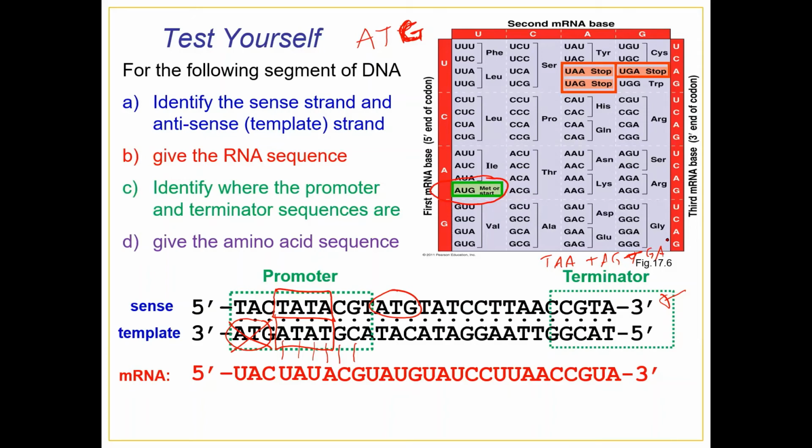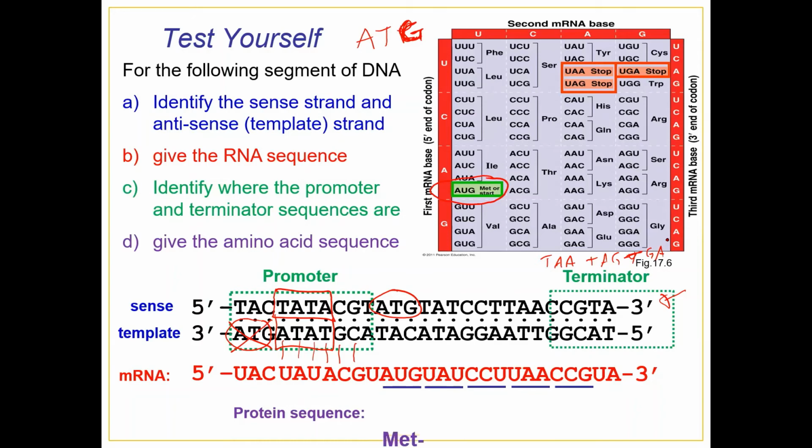Okay, and the next part, it says give the amino acid sequence. So what do we do here? We start at the start codon. So there it is. And usually what I do is just underline all the triplets I see, and I just keep on going all the way to the end until I don't have any more sequence left over. So at this point, it's just a matter of reading the genetic code and copying what I see.